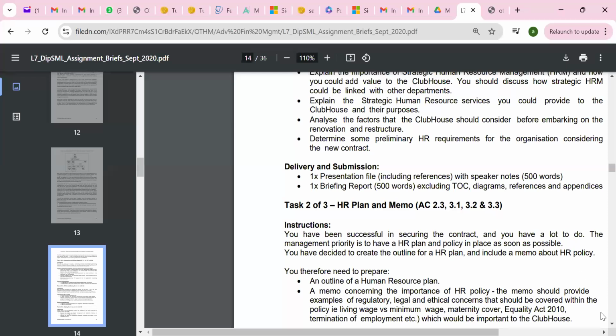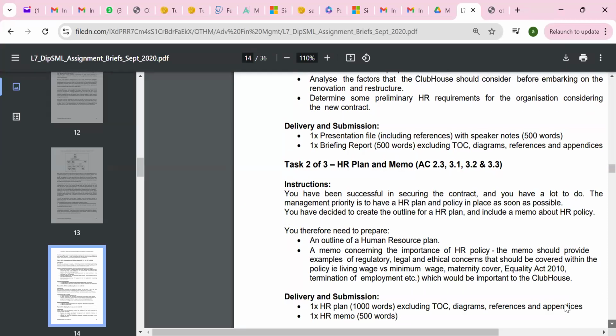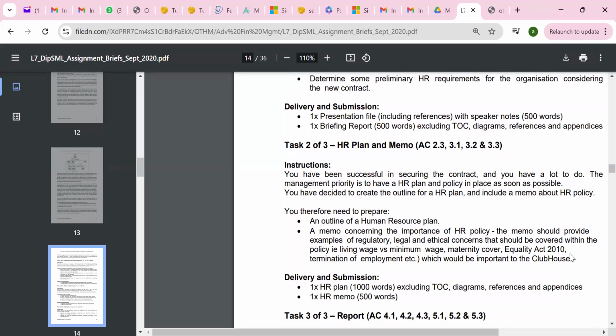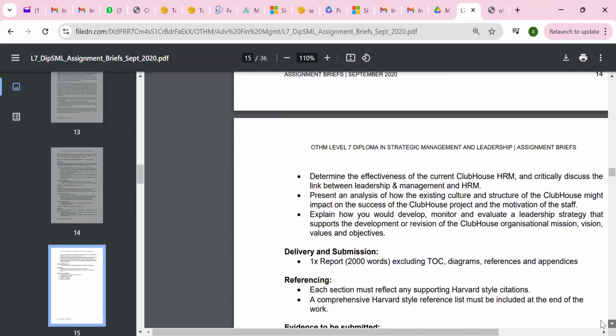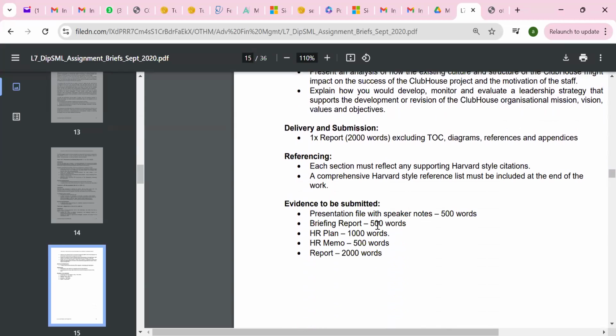2.3 means lesson 2, where we discuss a lot of legislation, and the list of the legislation is given in the indicative contents, with some mentioned here, like the Equality Act 2010. Moving to task 3, which is the clubhouse and so on, this is based on our LO 4 and 5, the lesson 4 and 5 lecture slides. Overall we need 4,500 words, 10% more or 10% less.